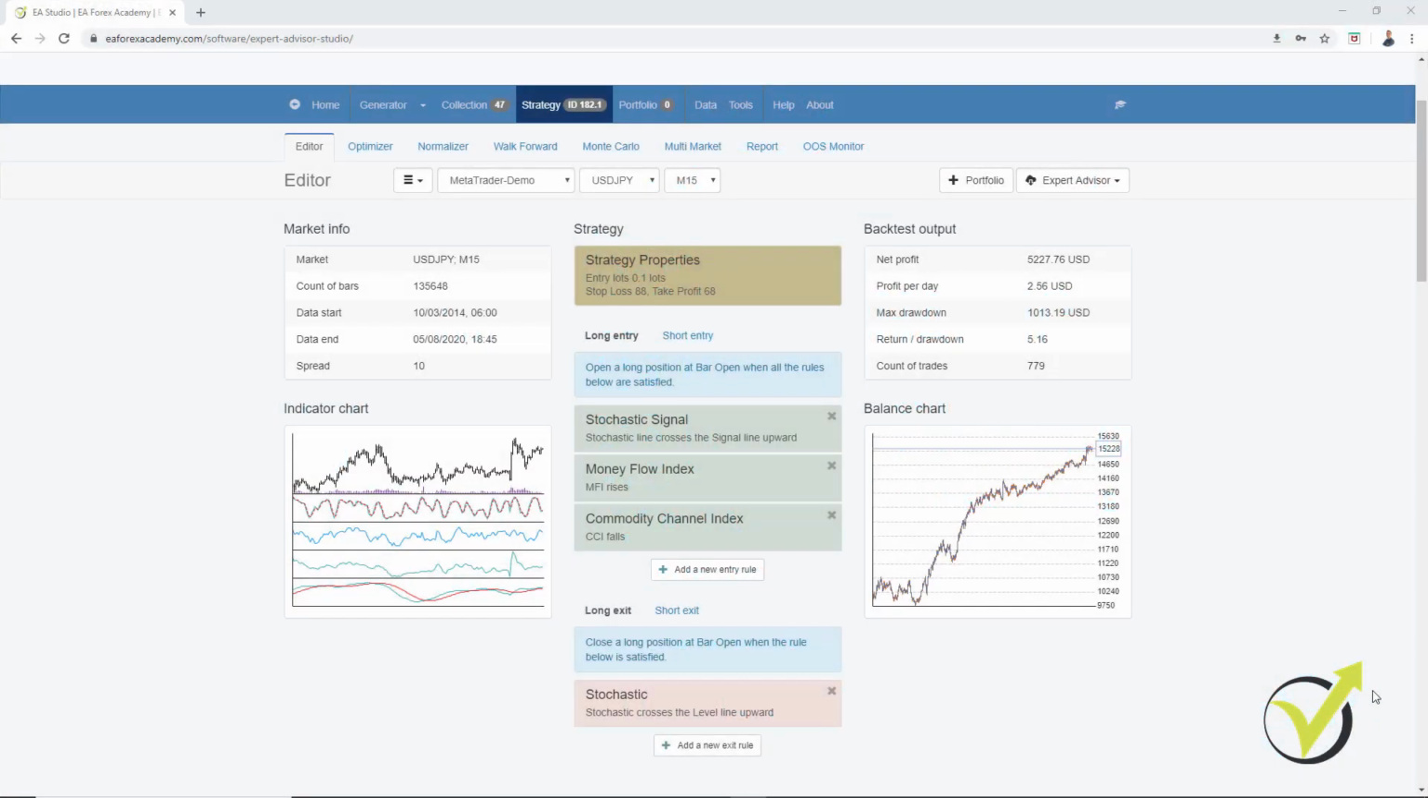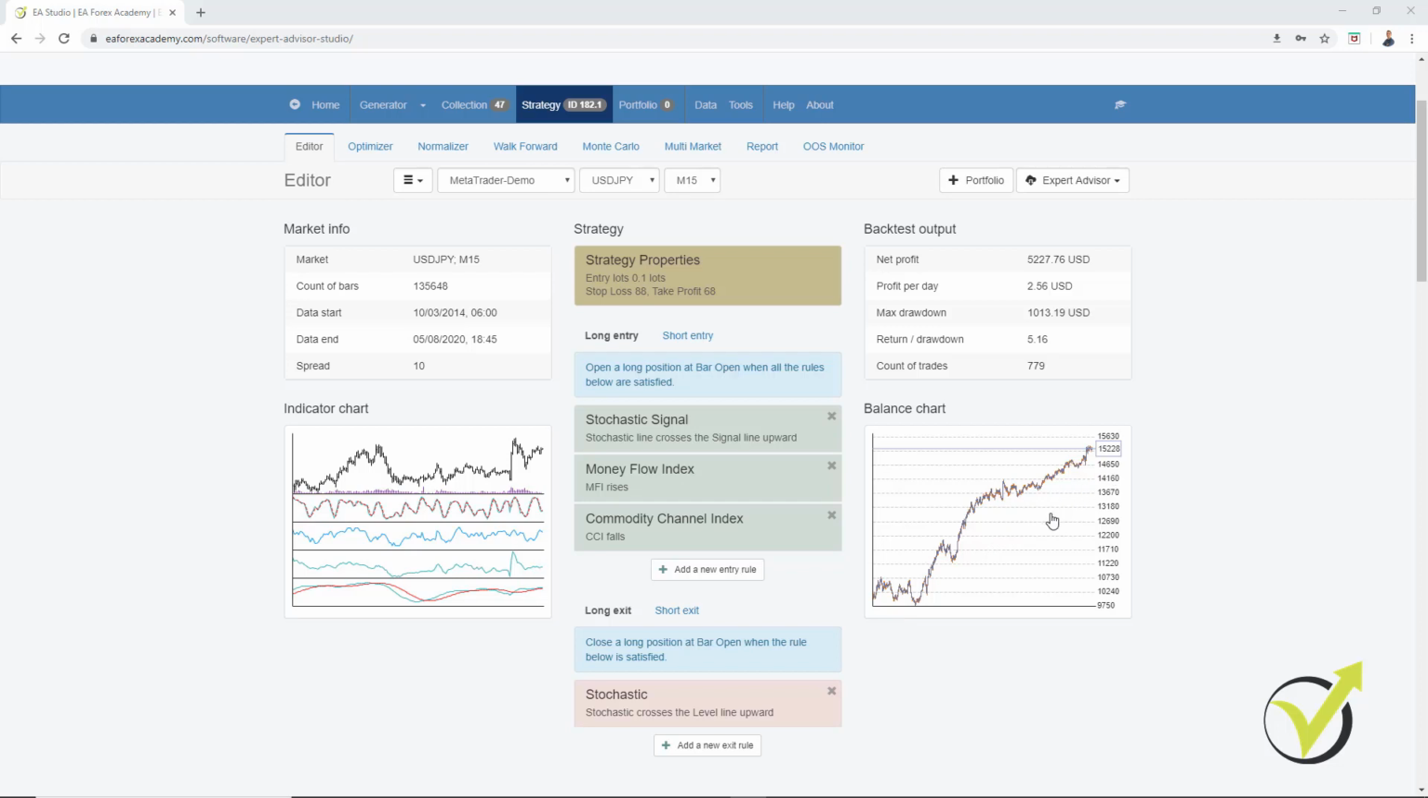Hello traders, today I will share with you a stochastic trading strategy that I generated recently for one of my courses, the automated forex trading course plus 99 expert advisors. I was very impressed by the results that EA Studio showed me, because you can see what a stable balance chart I have with small drawdowns.